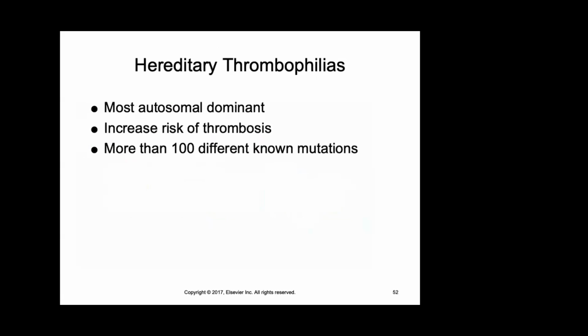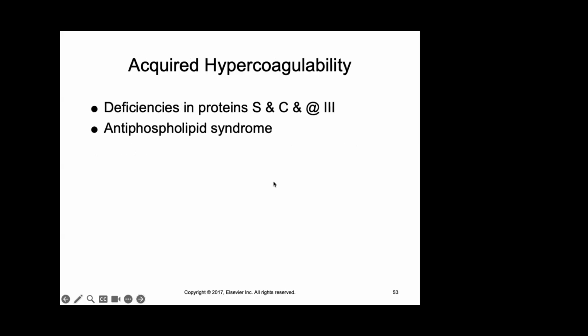Hereditary thrombophilias, most of which are autosomal dominants, because they're going to involve structural proteins, increase the risk of thrombosis. More than 100 different known mutations exist and have been characterized. Acquired hypercoagulability includes deficiencies in proteins S, C, and antithrombin 3, and can also be characterized as antiphospholipid syndrome. So what are these? They're either acquired or inherited.